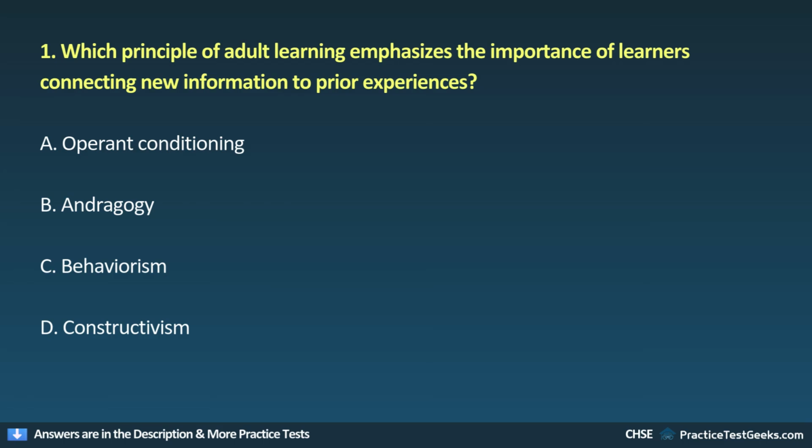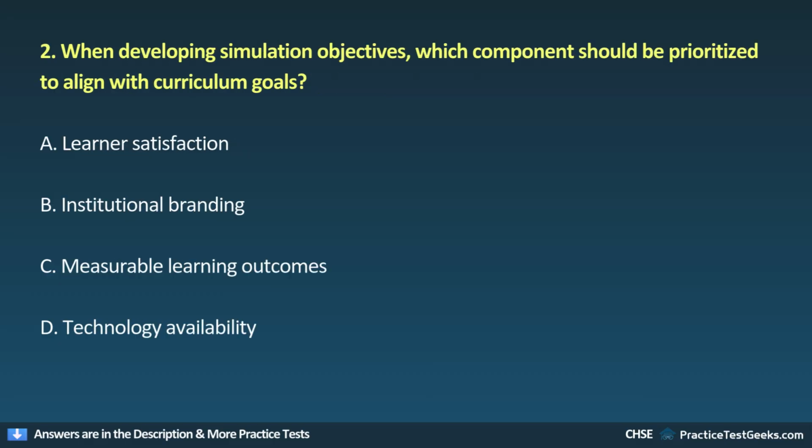1. Which principle of adult learning emphasizes the importance of learners connecting new information to prior experiences? A. Operant conditioning. B. Andragogy. C. Behaviorism. D. Constructivism.